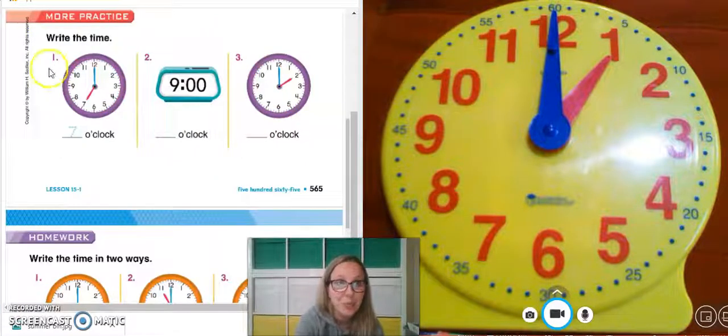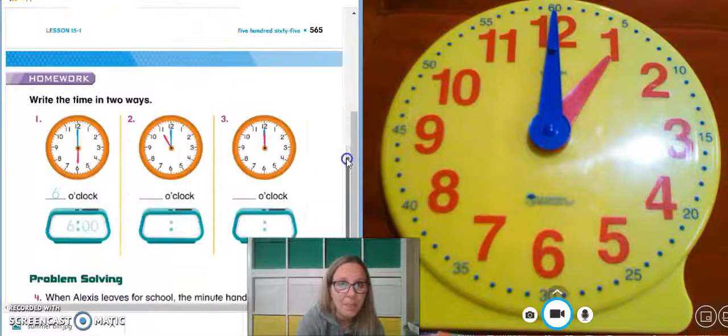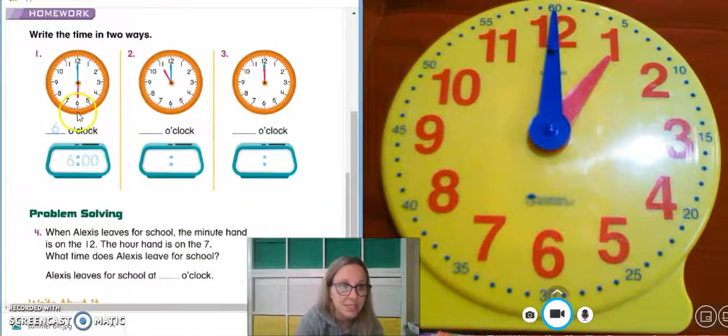All right, to check your work for this one, they gave you 7. This one you should have 9 o'clock, and this one you should have 2 o'clock. On the top of the next page, this one is 6 o'clock, 600, which means 6 o'clock. This one is 11 o'clock, so you should have an 11 there, and then 1100 for 11 o'clock. And number 3 is 12 o'clock, so you should write 12 here, and then you should have 1200 for 12 o'clock.